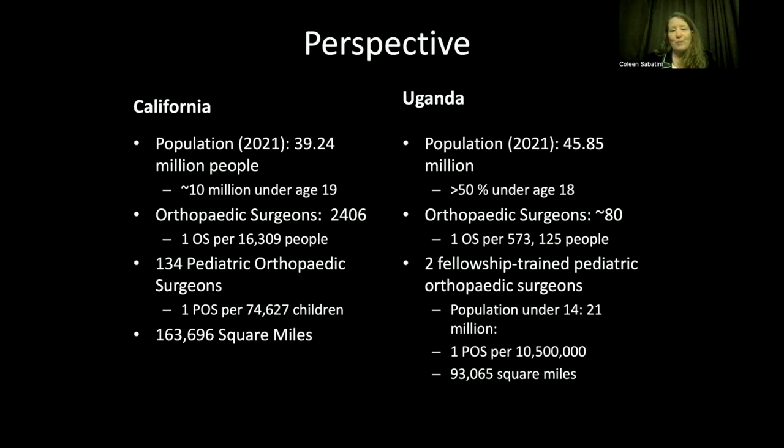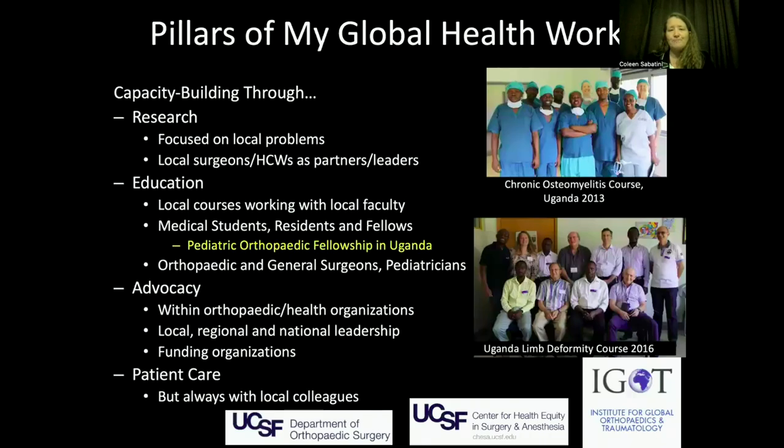Just really quick by way of perspective, there's 40 million people in California with 2,406 orthopedic surgeons, 46 million people in Uganda with only 80 orthopedic surgeons, so 573,125 people per orthopedic surgeon. And we only have two fellowship-trained pediatric orthopedic surgeons in the country with a much larger pediatric population than what California has. So significant disparity in terms of access to specialized surgical care.